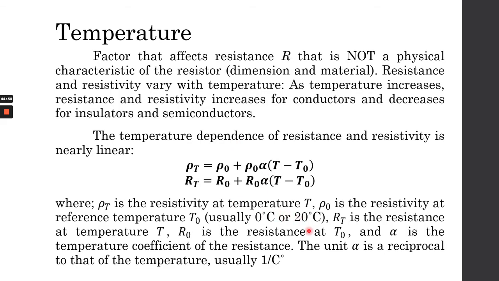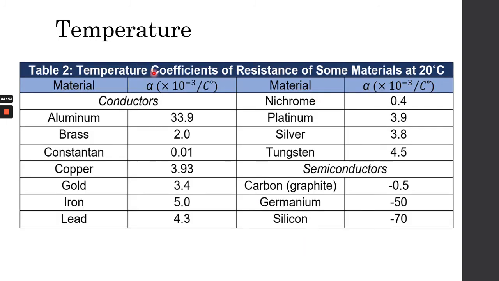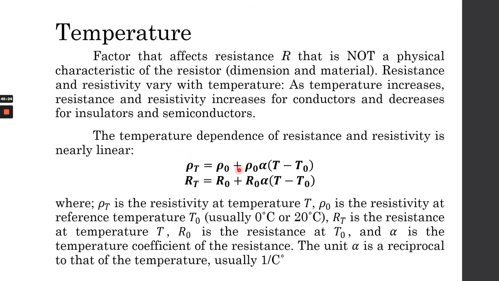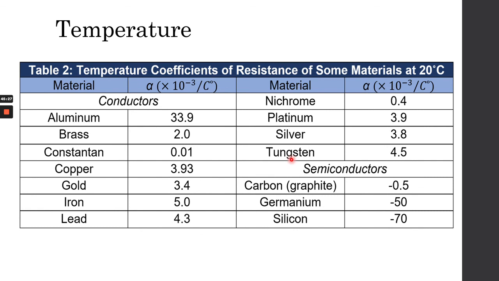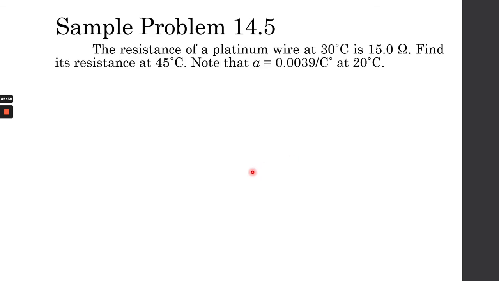For alpha, the coefficient of resistance, you have a table to look at, and it's usually a number over Celsius degrees. These are the conductors and semiconductors. These are some examples of the materials at 20 degrees Celsius. So guys, remember this is at 20 degrees Celsius. This is usually your reference temperature or T0. When you need to look for your alpha in your previous equation, just use this table right here.